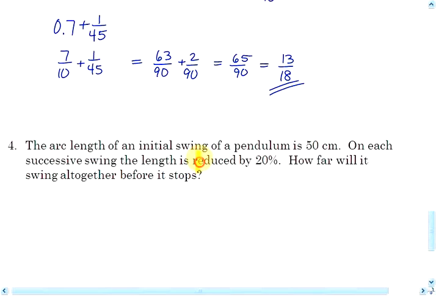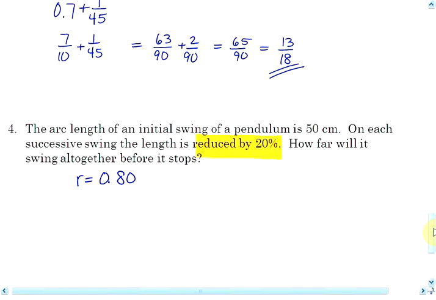So the key here is this is being reduced by 20%. That tells us that r is 0.80. Okay, so it's losing 20% but keeping 80%. Therefore r is 0.80. We start at 50, and to go from the first term to the second term, you're just going to multiply by that r. So that's going to be 40, and you just can keep doing this.